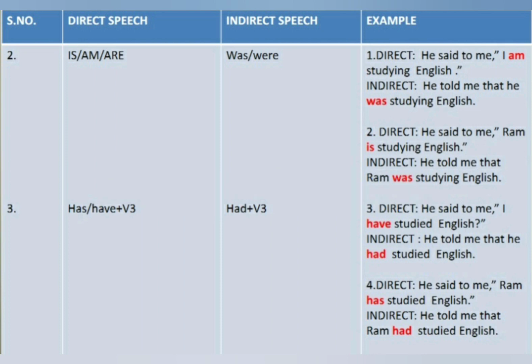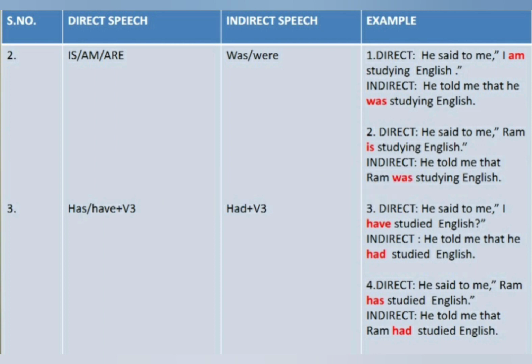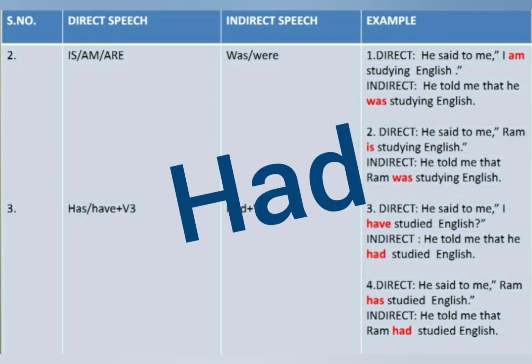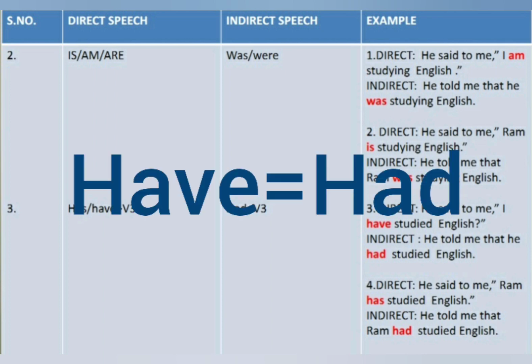Now see the third point. If in direct speech we have has or have, when we convert into indirect speech we get had. Let's understand with the help of this example. He said to me, "I have studied English." When we convert it into indirect speech, we get, he told me that he had studied English. Here, have is converted into had.